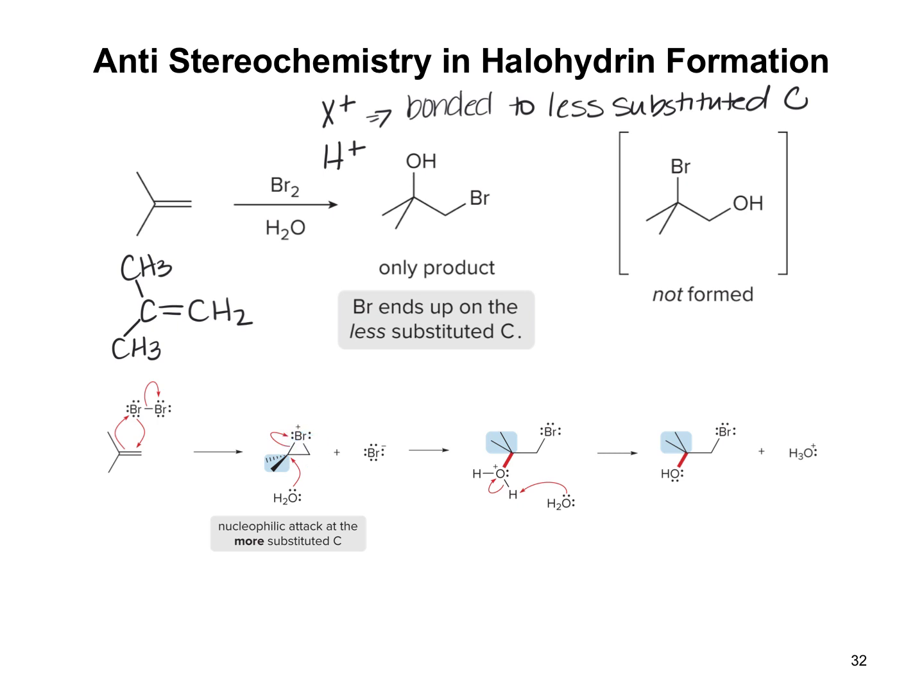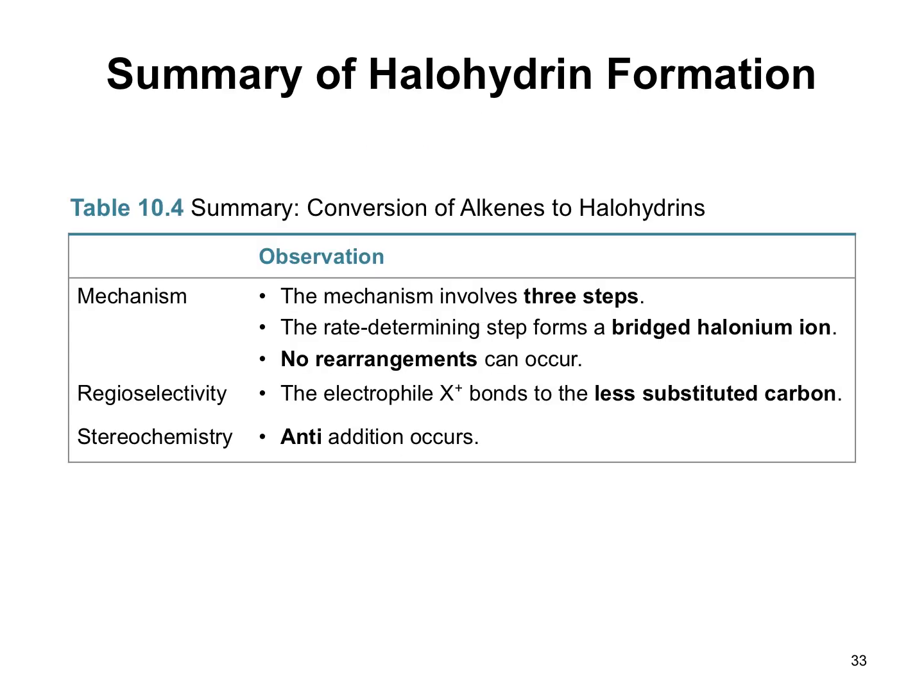Now, let's look, I do love a good summary. Let's look at a summary. So here's the summary of halohydrin formation. The mechanism involves 3 steps. The rate determining step is the first one, and it forms a bridged polonium ion. No rearrangements can occur, which is always nice because we don't have a carbocation intermediate. The electrophile bonds to the less substituted carbon, and then anti-addition occurs. So really nice summary there.